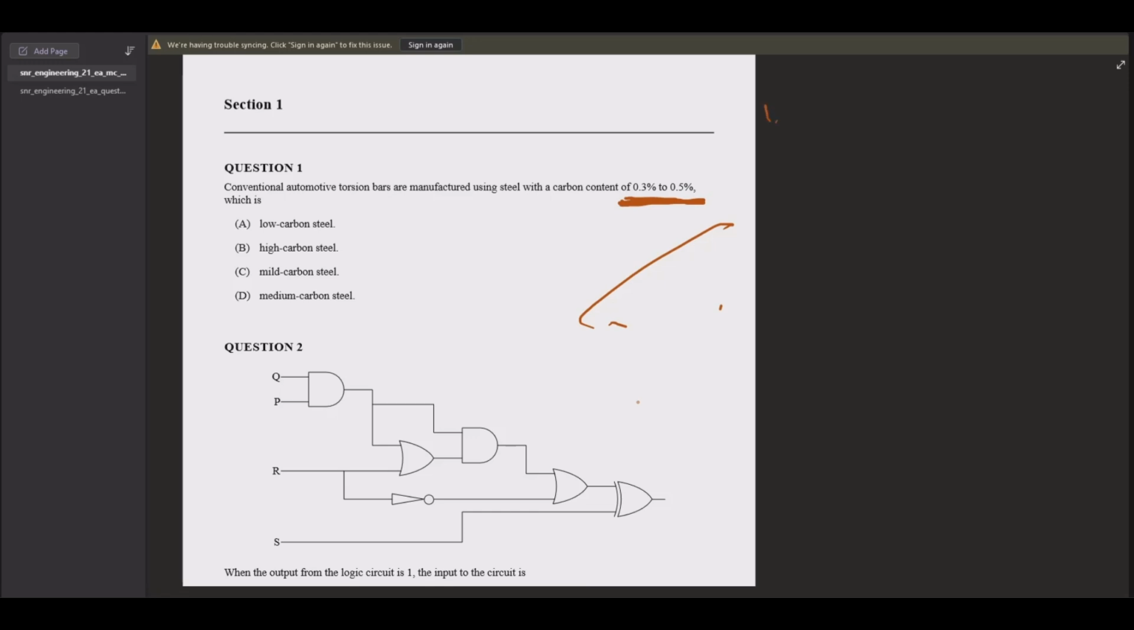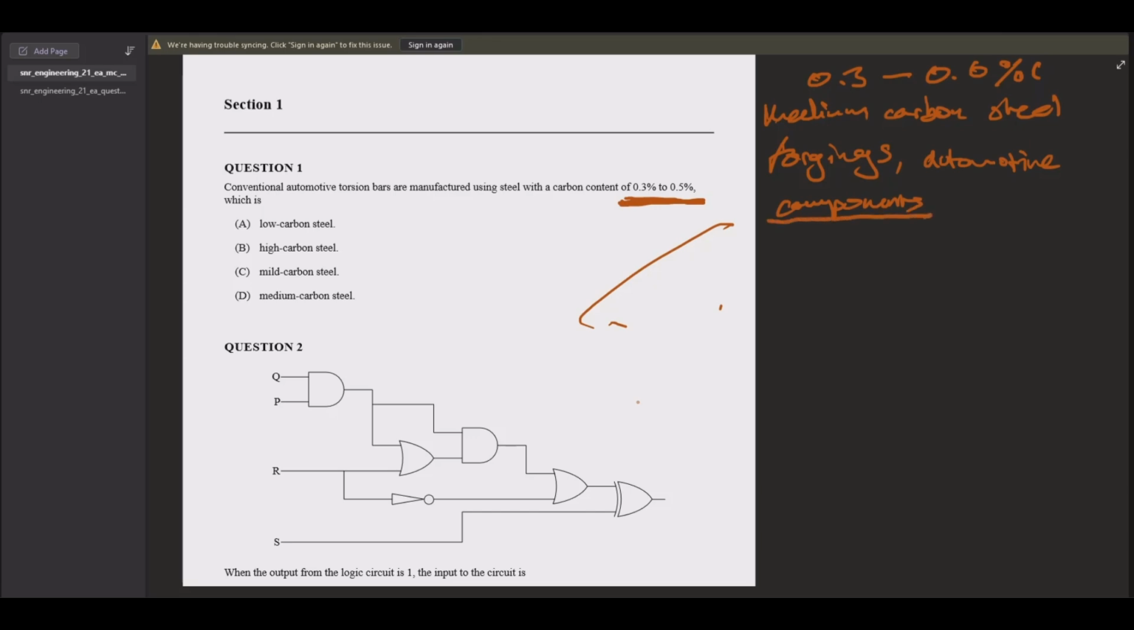So the next section is going to be medium carbon steel, the third type of steel that we're going to look at, and that is from 0.3% to 0.6% carbon. And so yeah, we're going to use this for forgings again. What else are we going to use this for? Automotive component parts. So this is big emphasis on the components here. So we're talking about gears, shafts, axles. Those are all going to be medium carbon steel.